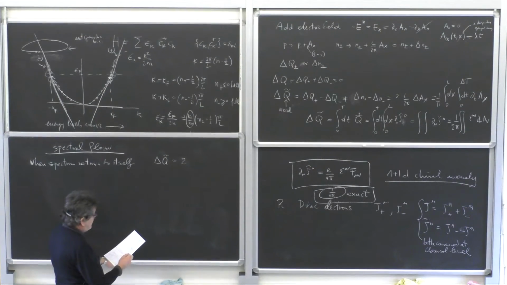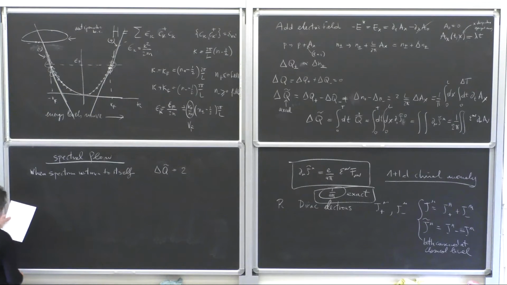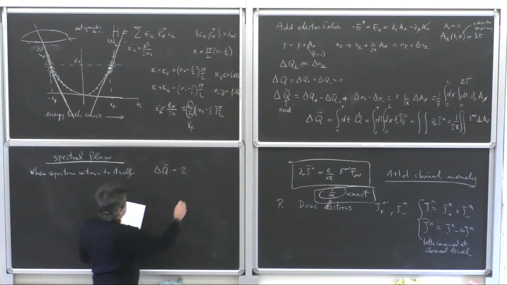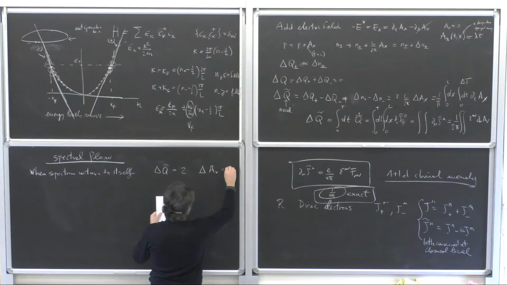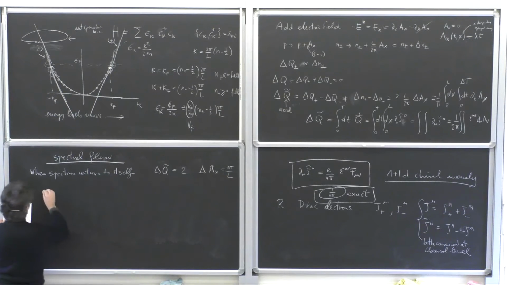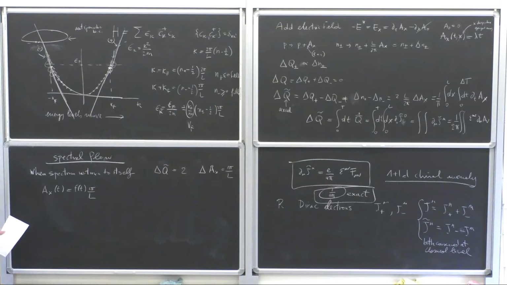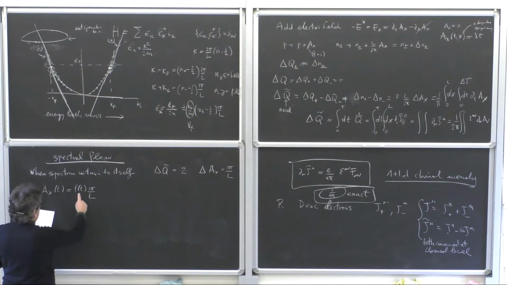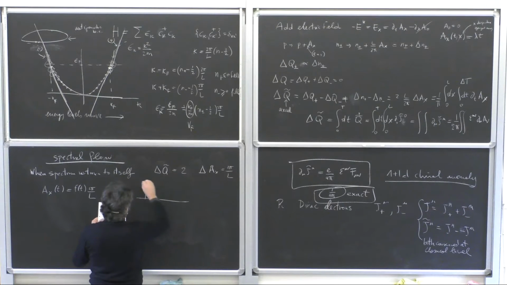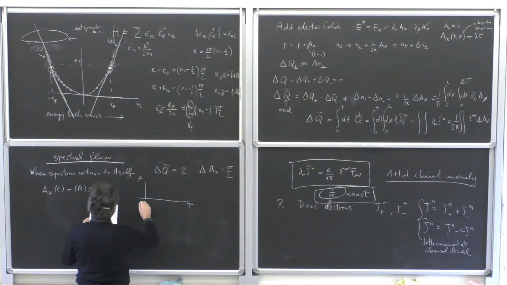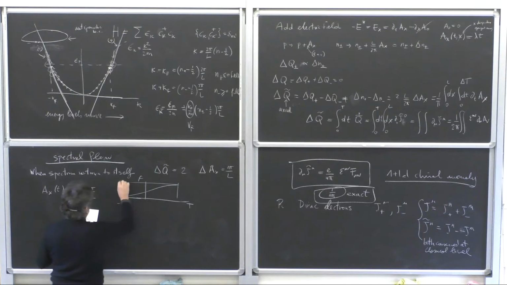Okay. So what is special about this? Well, I also consider delta AX equal to 2 pi over L. And so let me take a more general AX of t of the following form, f of t 2 pi over L. And let me suppose that this is a ramp function, so a function which goes, in a certain interval from minus t to t, from 0 to 1. Any ramp function goes from 0 to 1.